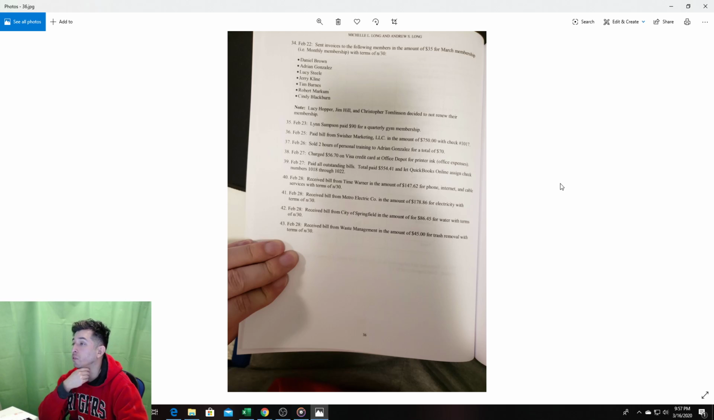Next transaction number 34. February 22nd. Sent invoices to the following members in the amount of $35 for March membership, i.e. monthly membership, with terms of net 30. So, Daniel Brown, Adrian Gonzalez, Lucy Steele, Jerry Klein, Tim Barnes, Robert Markham, and Cindy Blackburn. Note, Lucy Hopper, Jim Hill, and Christopher Tomlinson decided to not renew their membership.